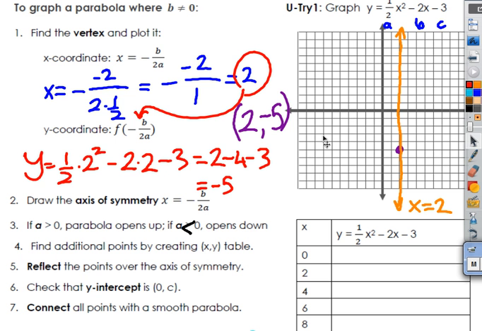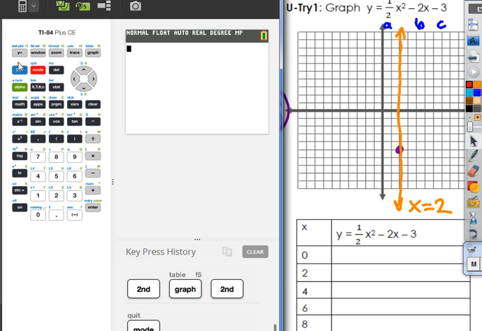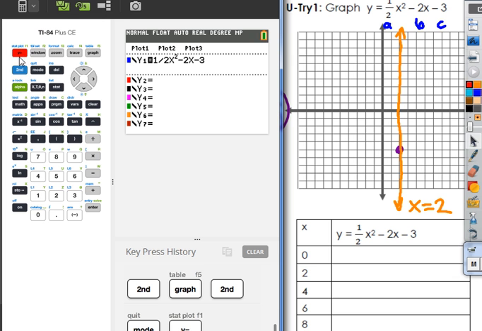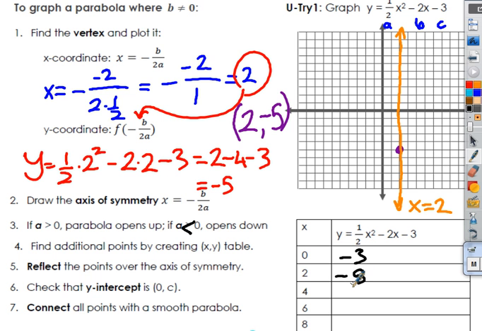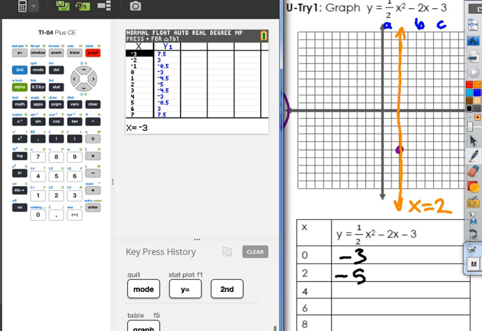On your calculators, go ahead and type the equation in the y is equal to section. After you type your equation, you will push second graph. Graph is on the top right, and that will give us the table. On this table, we can see our values already. When x is 0, y is -3. When x is 2, y is -5. So here's 0, -3 and 2, -5. I'll pull up my calculator again to see the other ones as well.